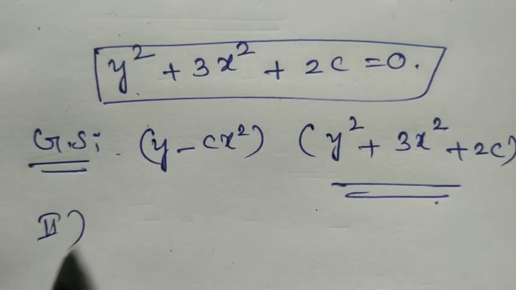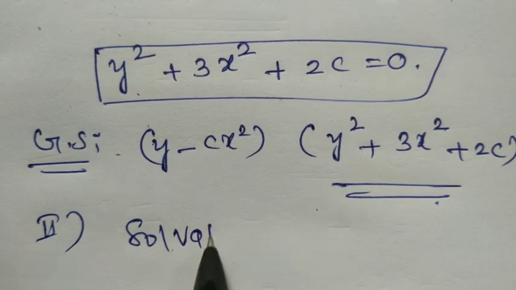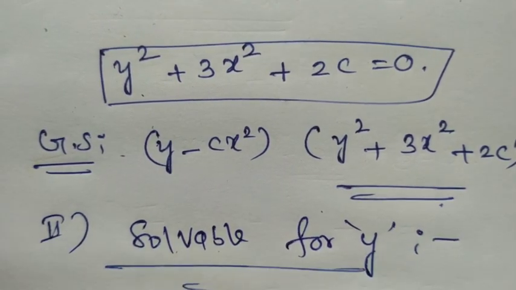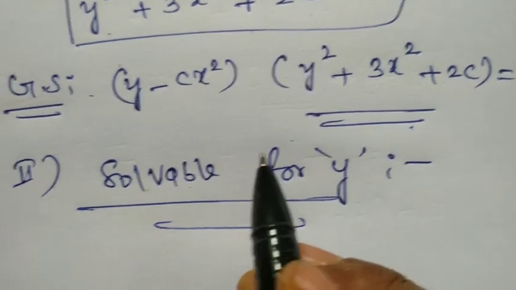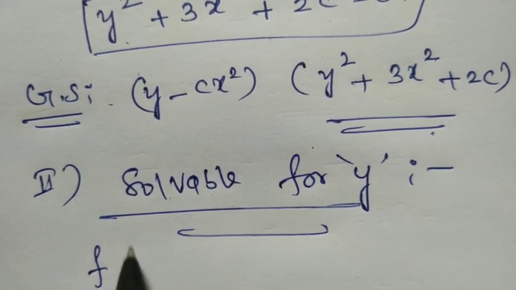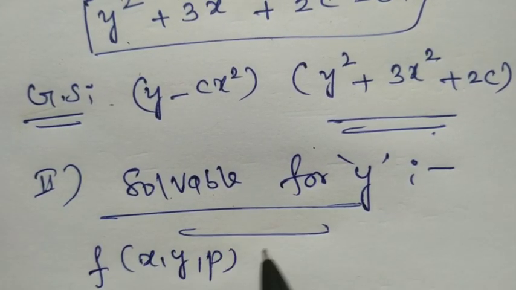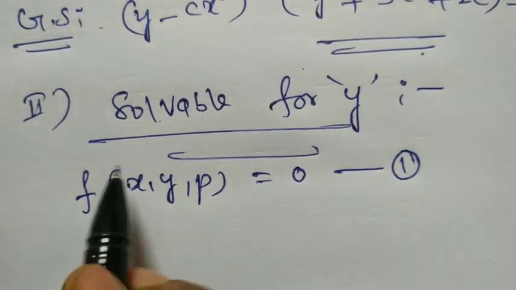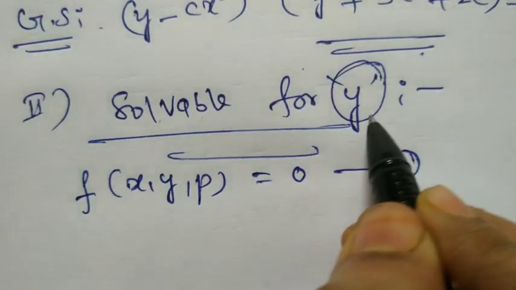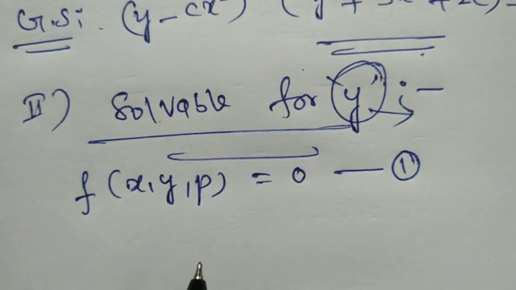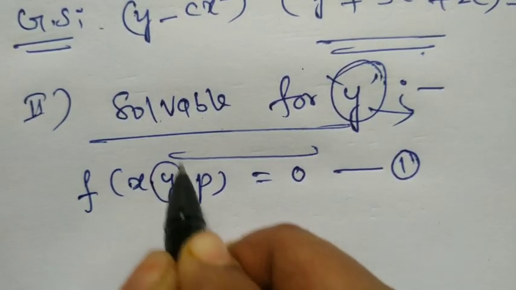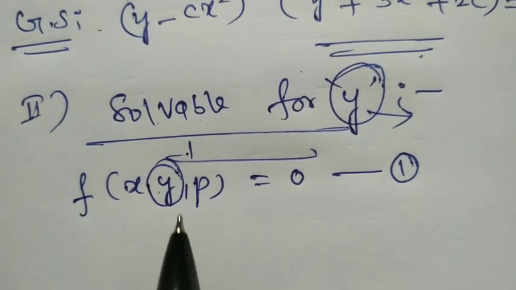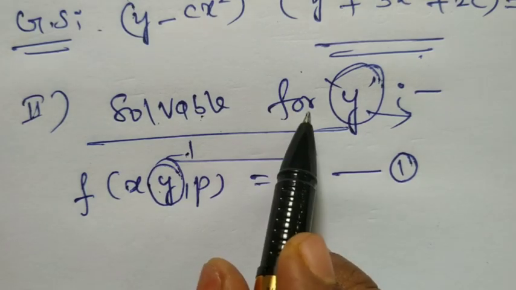Next, the second method, solvable for y. The given differential equation is f of x comma y comma p equal to 0. How do we recognize this method? In the given problem, if the power of y is 1, then we solve the problem by solvable for y.